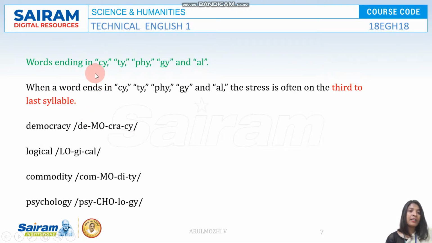Whenever you have words ending in -cy, -ty, -phy, -gy, the stress falls on the third syllable from the end. Look at the following examples. Democracy, logical. It is 1, 2, 3, so it is the third one, so it falls at the beginning. Logical. Commodity. Psychology. This works this way when you have words that have more than three syllables.